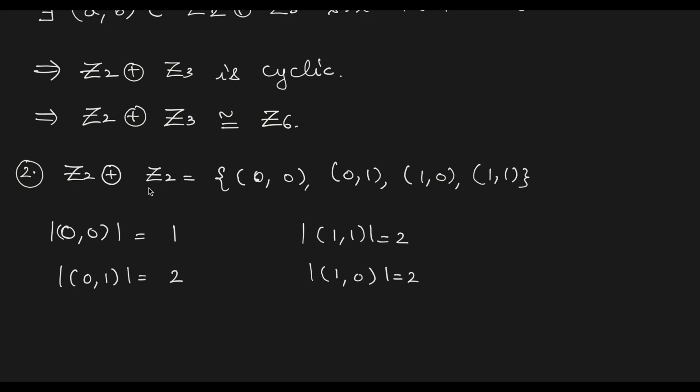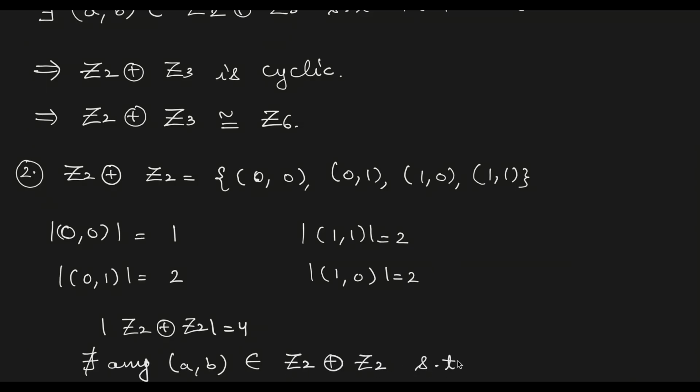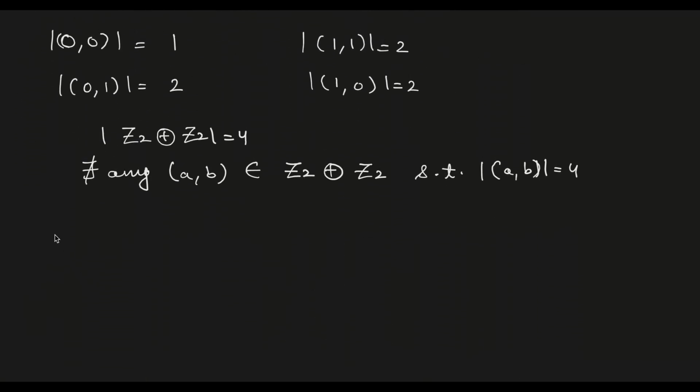Clearly the group has order 4, but there does not exist any element of order 4, meaning we do not have a generator for this group. There does not exist any A comma B in Z2 direct sum Z2 such that the order of A comma B is 4. This implies Z2 direct sum Z2 is not isomorphic to Z4 because it is not cyclic.